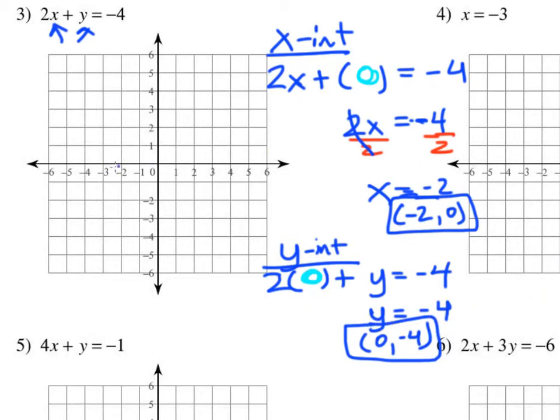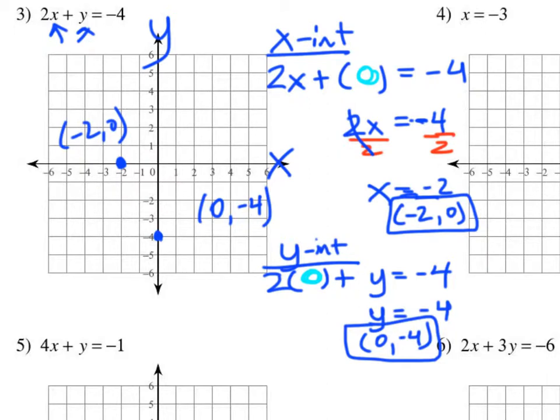Okay, let's go ahead and graph that. Remember, this is our x-axis, and this is our y-axis. So negative 2 comma 0 would be right there. And 0 comma negative 4 is on the y-axis right there.